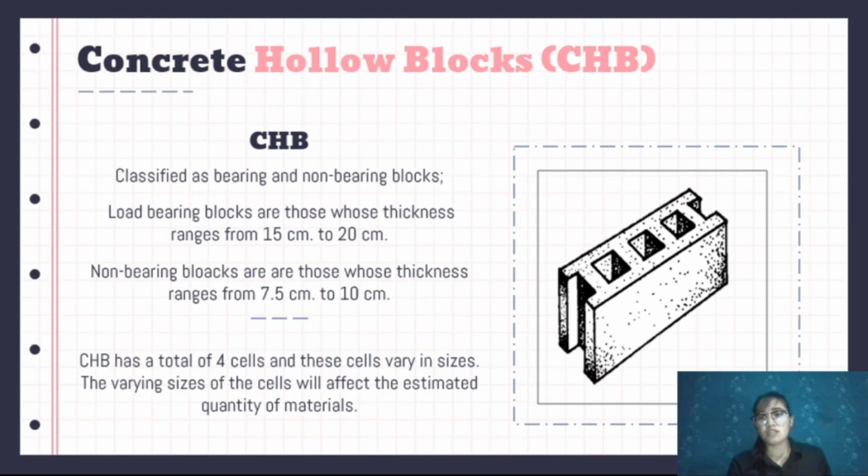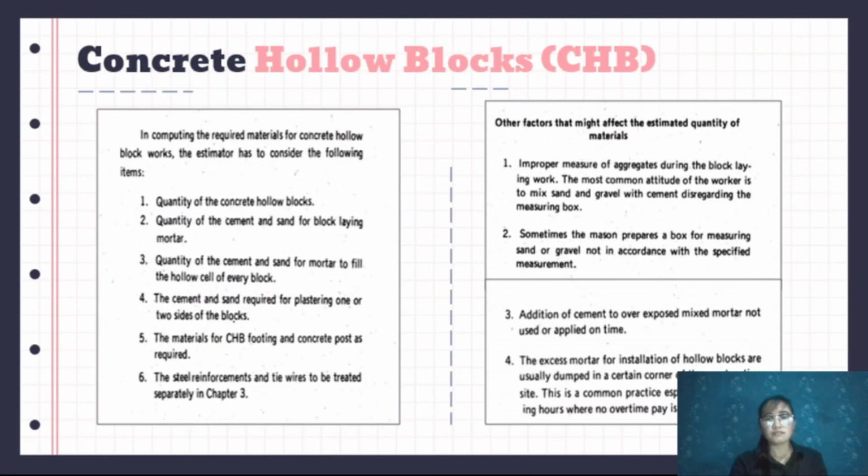Concrete hollow blocks or CHB have two types. The load-bearing blocks are those whose thickness ranges from 15 cm to 20 cm, and the non-bearing blocks are those whose thickness ranges from 7.5 cm to 10 cm. So CHB has a total of 4 cells, as you can see in the image. It has 3 whole cells, then the end has a half cell added at each end, a total of 4 whole cells.